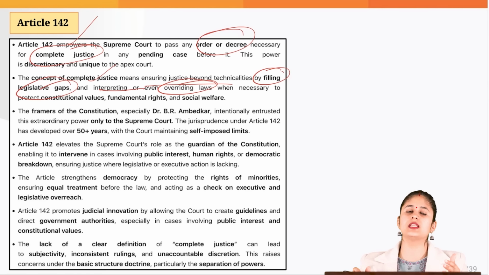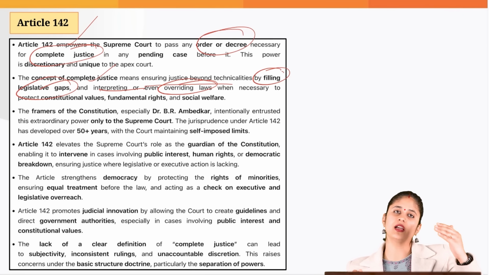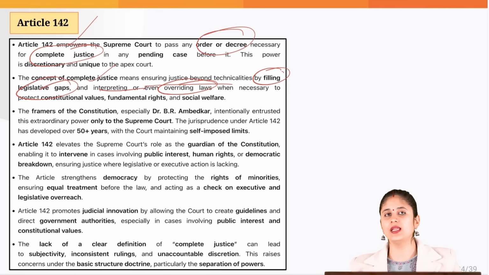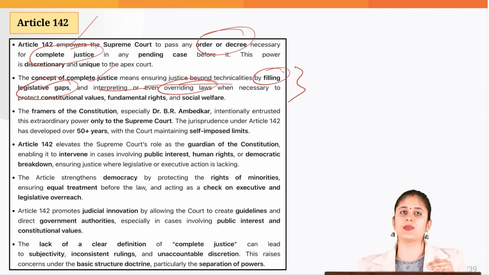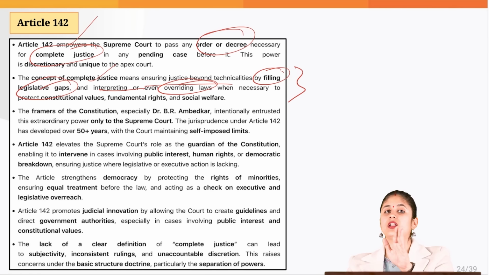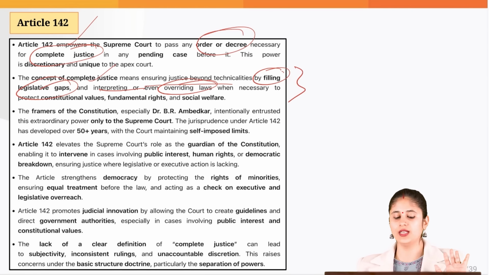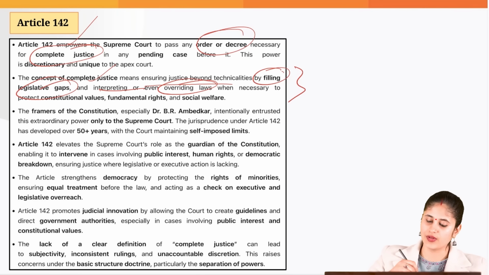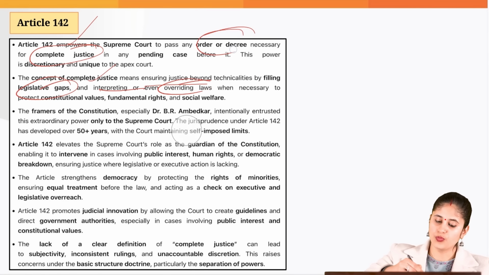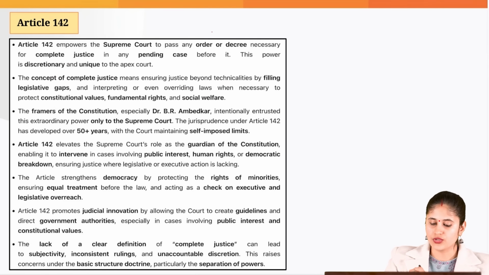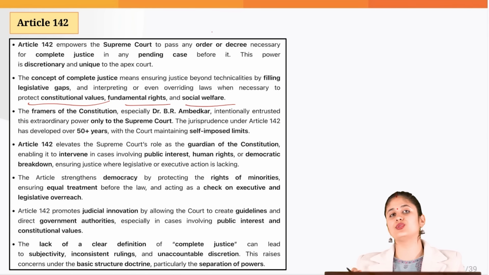It's not like always the Supreme Court would be giving a verdict which goes against the prevailing law. But when it comes to the idea of complete justice, in that respect, the Supreme Court can go against the laws made by the Parliament or the legislature for that matter. It can also override the laws. And this is done basically to protect the constitutional values, fundamental rights, and to ensure social welfare.